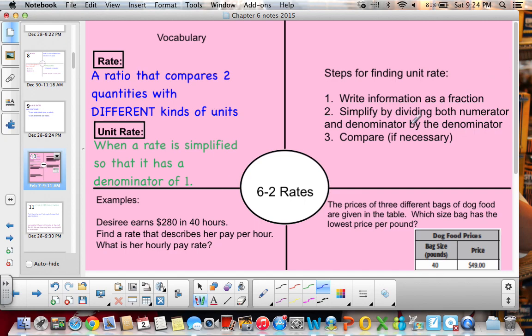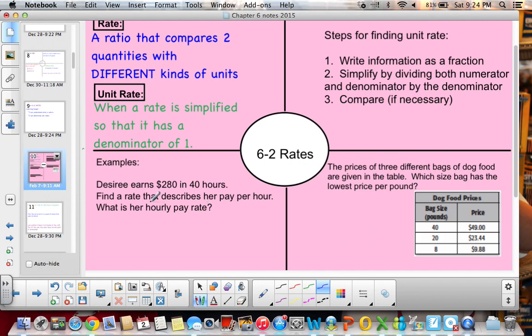So how do we find a unit rate? We write the information as a fraction, just like we did with a ratio. We simplify by dividing both the numerator and denominator by the denominator, so we get to 1, and then we compare. So let's look at this example. Desiree earns $280 in 40 hours. Find a rate that describes her pay per hour. What is her hourly pay rate?